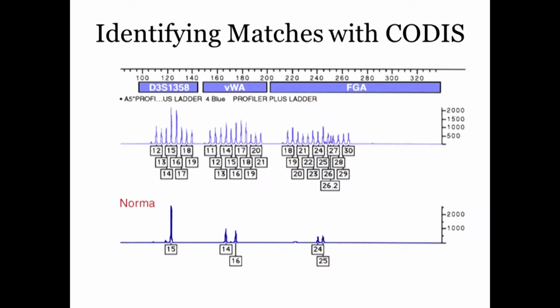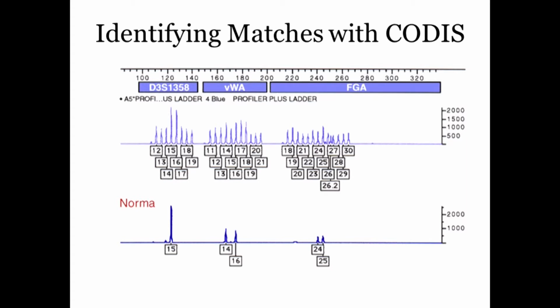So here is an example image of how one might do that. Here are 3 CODIS regions highlighted by the blue boxes on the top here, and the peaks correspond to the variable repeat lengths that are possible for each region. So this first region, D3S1358, has peaks that can vary in length from 12 copies to 17 copies. And then the repeat lengths for those other regions vary.